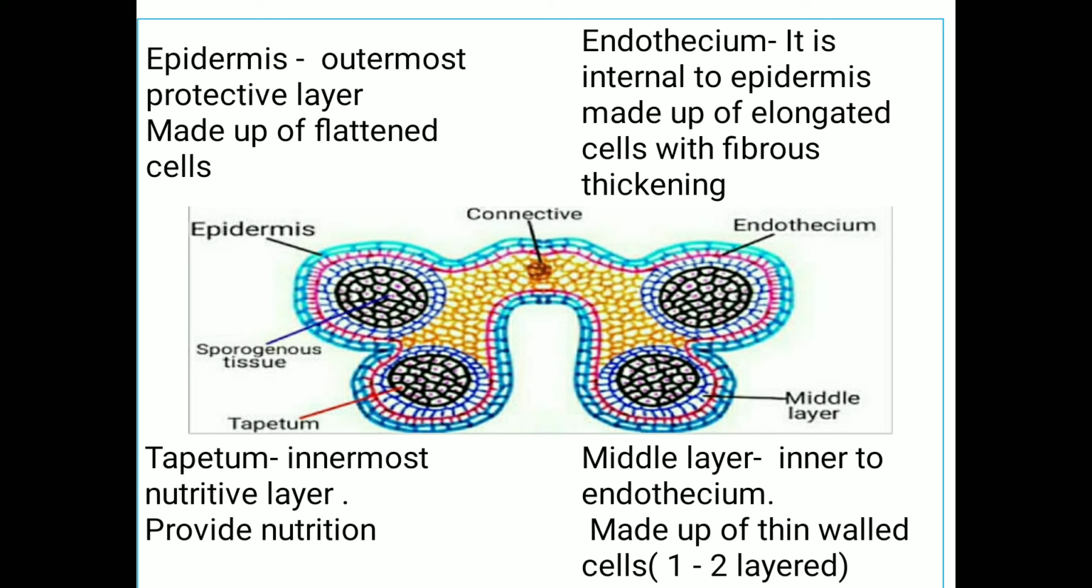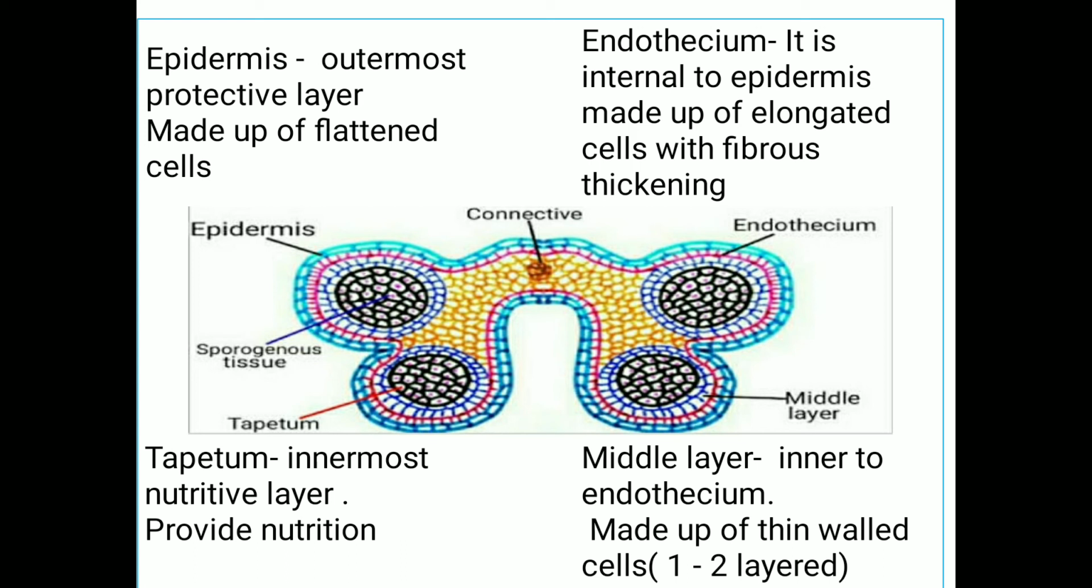The fibrous thickening of the endothecium cells is hygroscopic in nature and helps in the dehiscence of the anther at maturity. What is dehiscence? Dehiscence means the breaking of the anther wall during maturity. Afterward, the middle layer. The middle layer is internal to the endothecium, it is one to two layers thick, and it is made up of thin-walled cells.